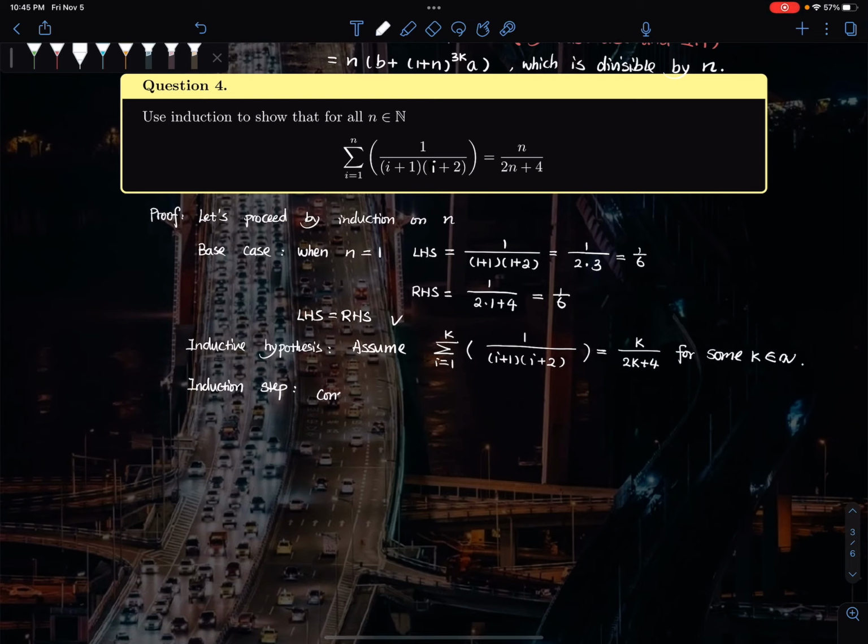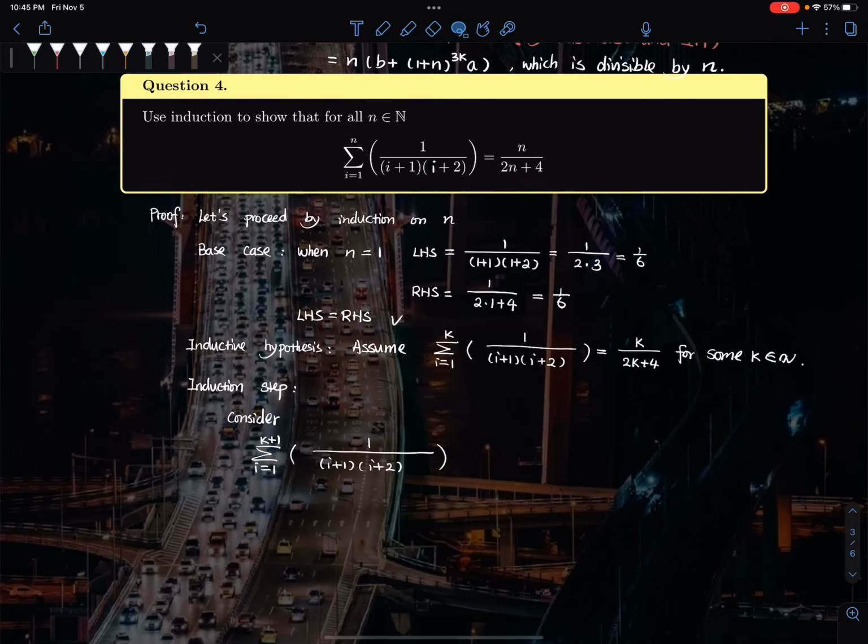So we need to consider this. The sum from i equals 1 to K plus 1 of 1 over (i plus 1)(i plus 2). Okay, it looks like this. What do we do now?